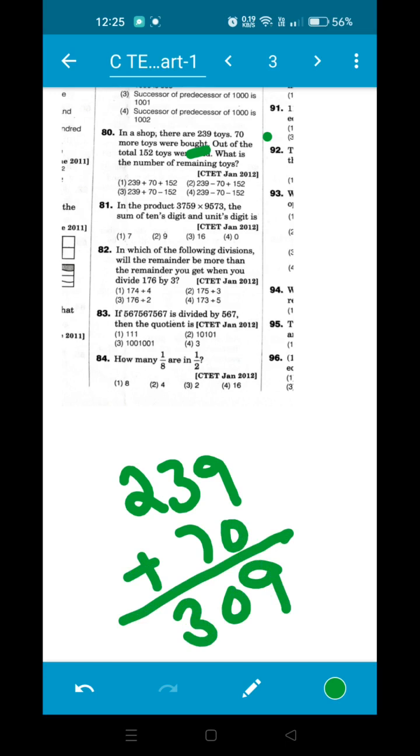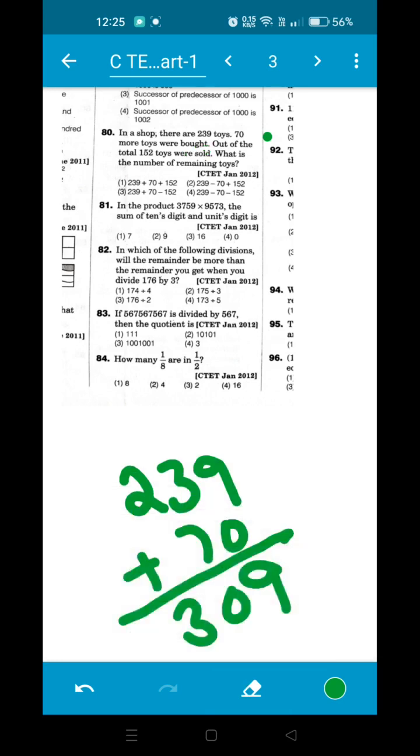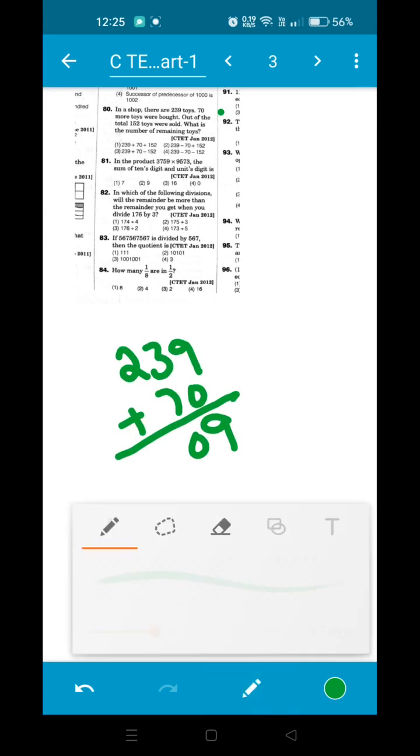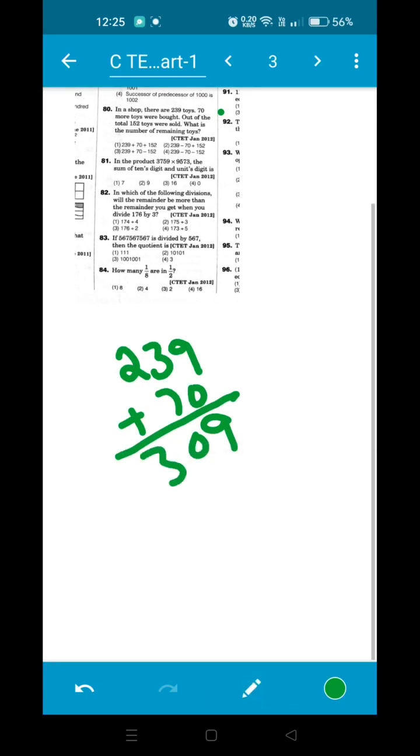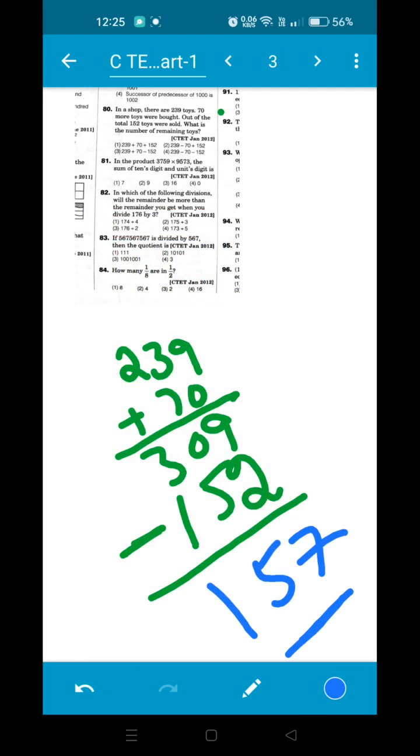Out of the total, 152 toys were sold. So out of 309, how many were sold? 152. What is the number remaining? Remaining means you have to subtract this 152. Then what is the answer? 9 minus 2, 7; 10 minus 5, 5; 2 minus 1, 1. So 157 is the answer.